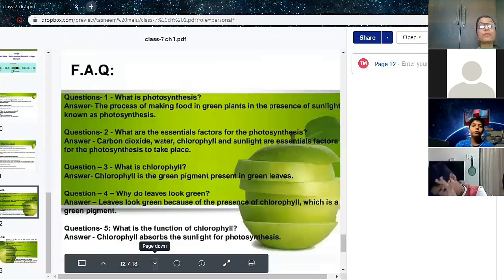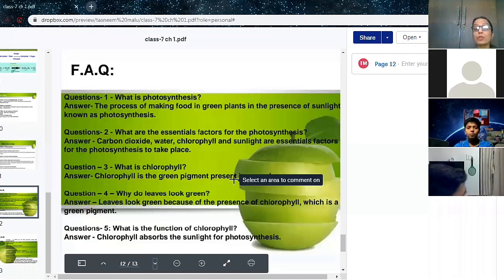Fine. Next. Now what is photosynthesis? The process of making food in green plants in presence of sunlight is known as photosynthesis. Photo means light and synthesis means to put together. To put together the raw materials in the presence of sunlight is known as photosynthesis. Next, what are the essential factors for the photosynthesis? They are carbon dioxide, water, chlorophyll and sunlight.